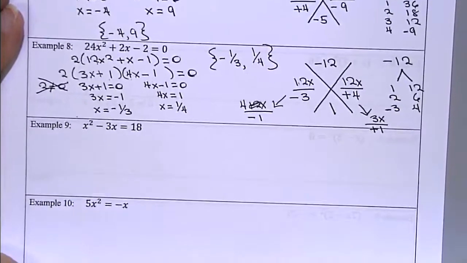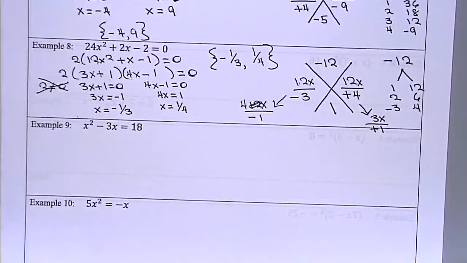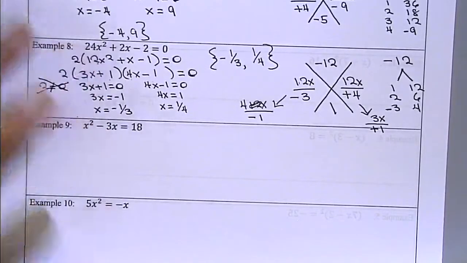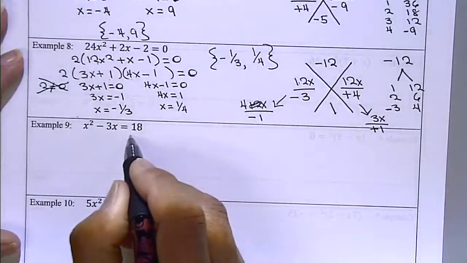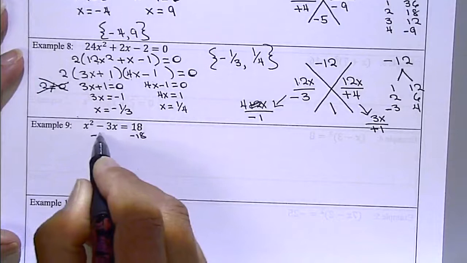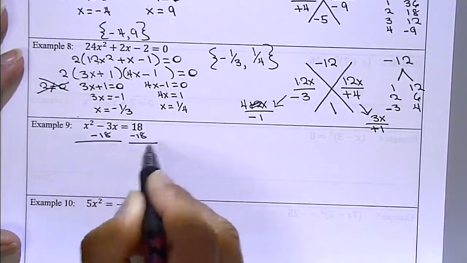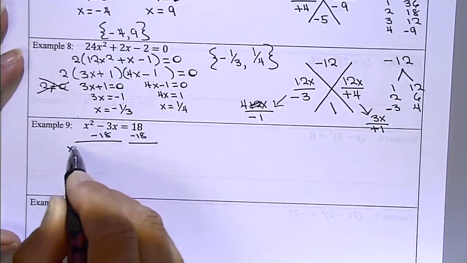The next one, x squared minus 3x equals 18. Everything has to be on one side. I can only have equal to 0. I have an x squared over here. I'm going to subtract 18 from both sides. Are you okay with me doing that? Okay, so let's just do it. Minus 18, minus 18. Well, there's nothing I can combine it with over here. It does rewrite the thing.